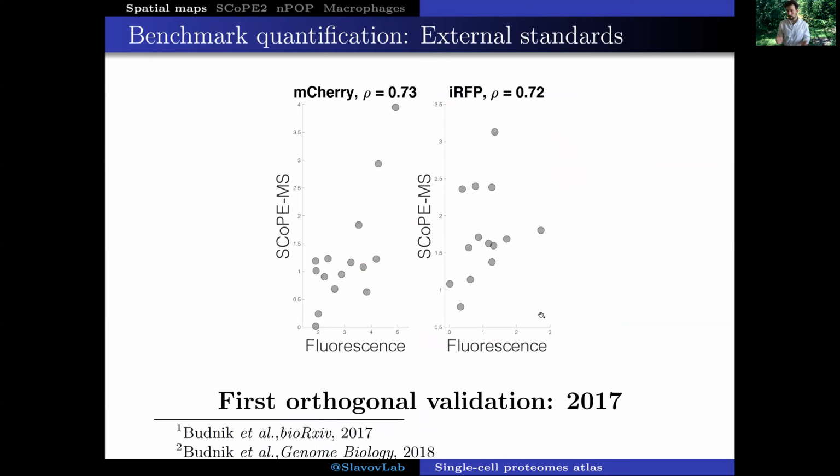Now, does it work? The first definitive evidence that we had came 4 years ago when we compared the abundance of fluorescent proteins measured on a FACS sorter, as shown on the x-axis here, and measured by mass spectrometry on the y-axis. And the correlation at the time encouraged us that this approach can be further refined and improved. And indeed, over the last 4 years, we have substantially advanced the accuracy and the throughput of these types of measurements.